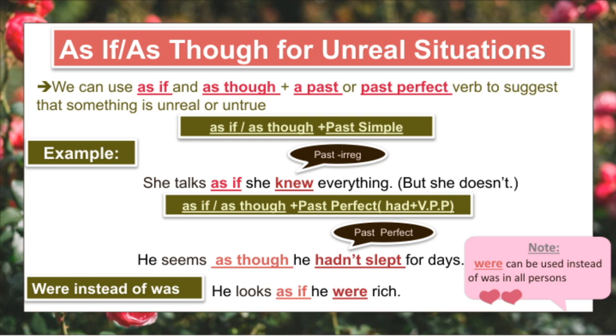So, to sum up, as if and as though are really useful tools for expressing unreal situations, whether in the past with the past perfect or in the present with the past simple. They help us make our descriptions more vivid and nuanced.